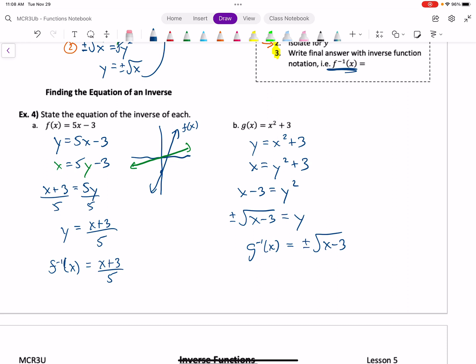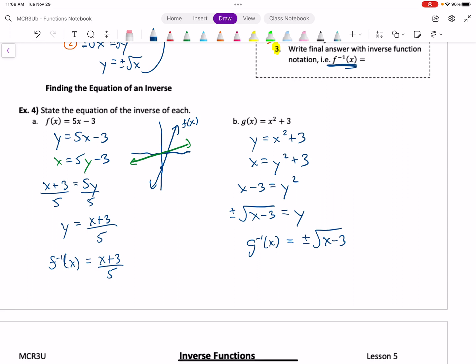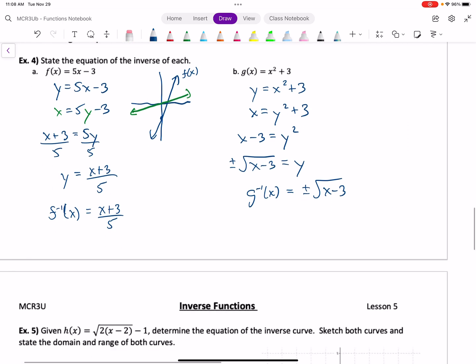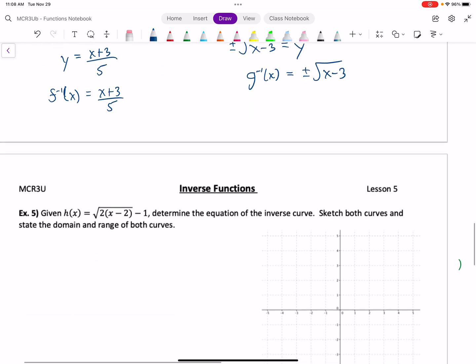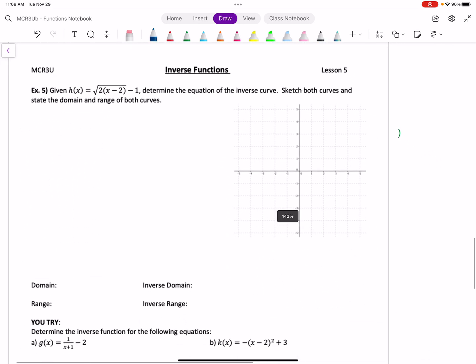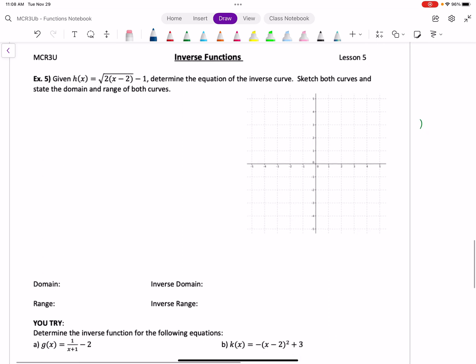So those ones aren't so bad. They can get a bit trickier. You're going to see later on in the you try section, and I'll go through those with you, but it can get a bit more complex algebraically. So let's try this question then, where it brings together everything we've done in the unit into one question. It says, given h of x is equal to this, determine the equation of the inverse curve. So I want the equation of that. And then we're going to try to sketch both the original and the inverse, and we're going to try to state the domain and range. So a lot going on in this one.